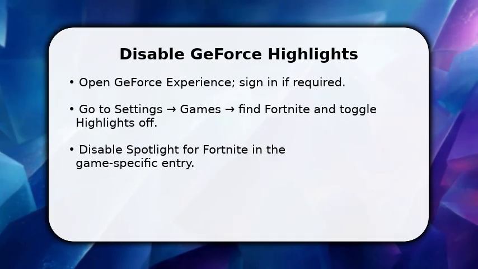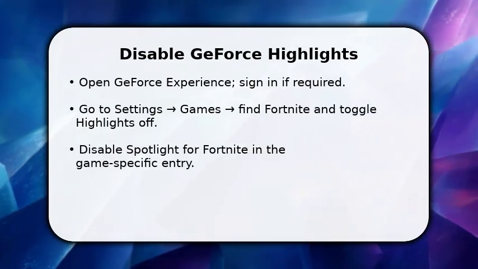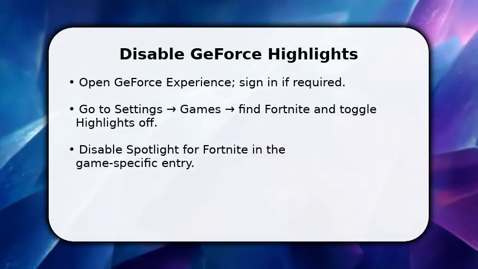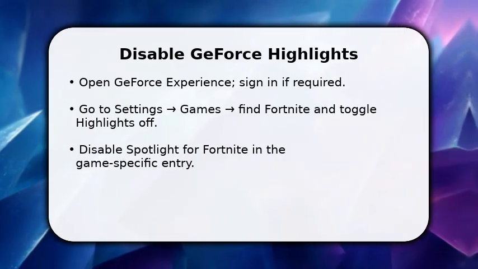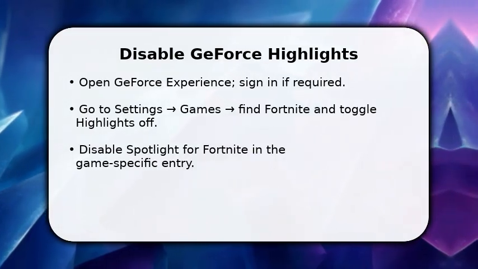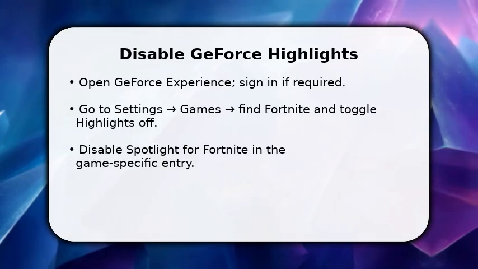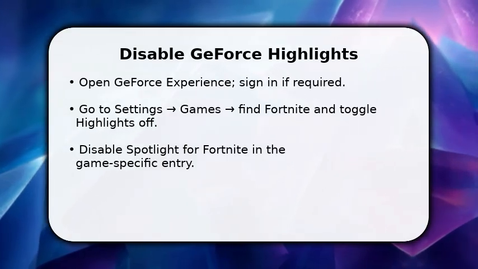You start by stopping GeForce highlights because that's the source of automatic Fortnite clips. Open GeForce Experience and sign in. Once there, go to Settings, then Games, and select Fortnite from the list. Toggle highlights off for that title.